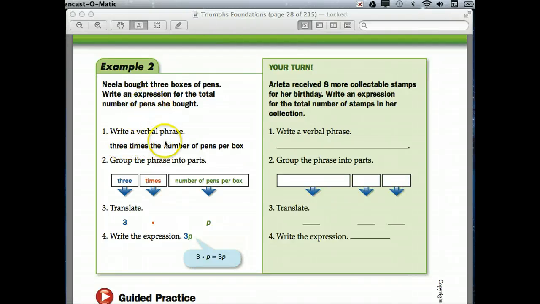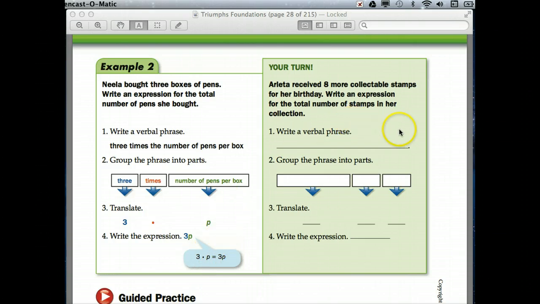3 times the number of pens per box. So we're going to group the phrase into parts. 3 times number of pens per box. Now let's translate that into numbers. 3 times, we're going to let P stand for pens, because that's going to represent the number of pens per box. So we're going to write the expression 3P, because 3P is the same thing as 3 times P.